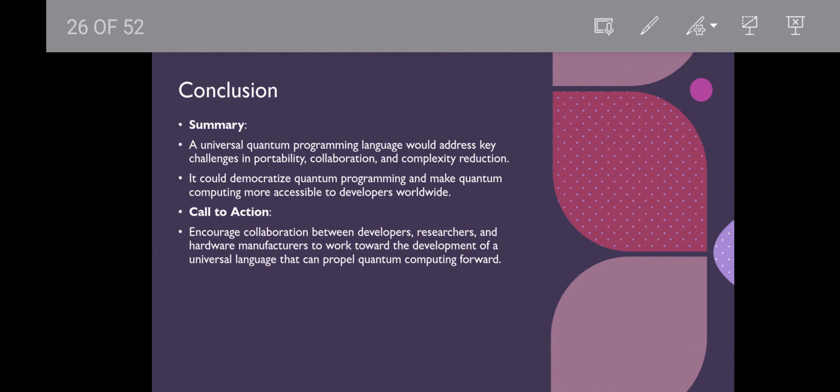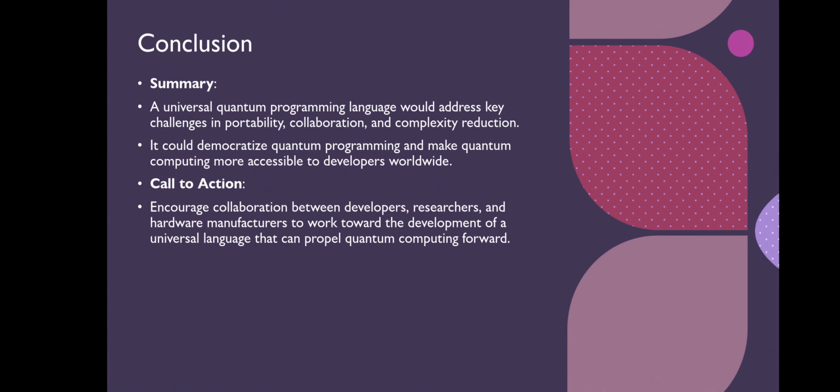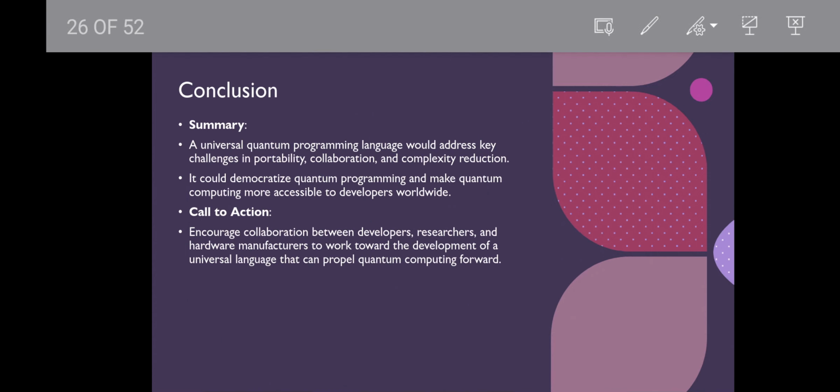Conclusion. Summary. A universal quantum programming language will address three challenges: portability, collaboration, and complexity reduction. It could democratize quantum programming and make quantum computing more accessible to developers around the world. Call to action. Encourage collaboration between developers, researchers, and hardware manufacturers to work toward the development of a universal language that can propel quantum computing forward.